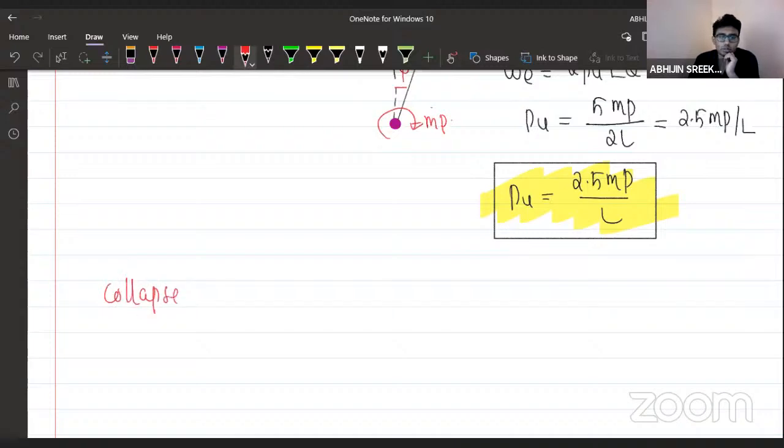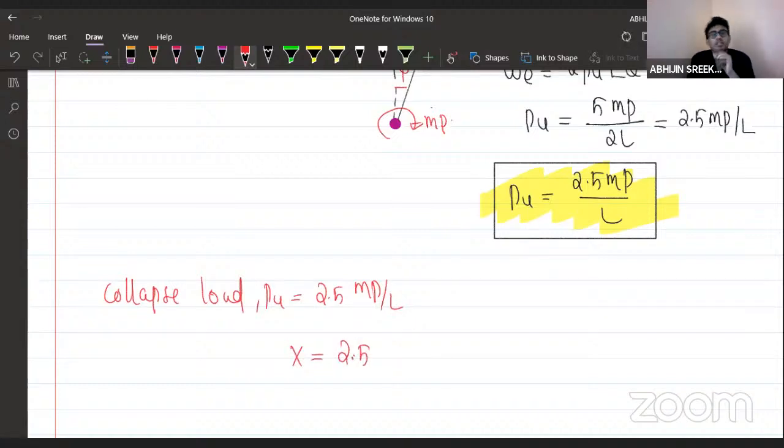Exactly. So collapse load P will be equal to 2.5 MP divided by L, but we need the value of X. Comparing this equation with the load given in our question, it will be equal to 2.5. So X will be equal to 2.5. That will be your answer. 2.5 will be the answer.